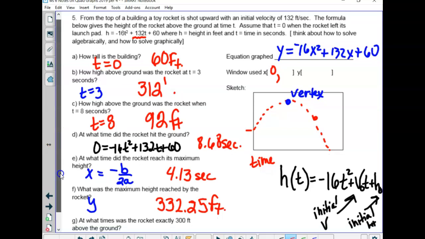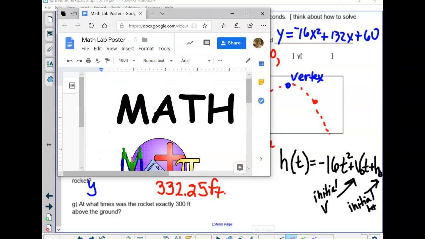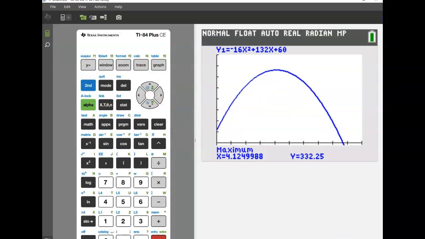All right. At what time does the rocket exactly 300 feet above the ground? This is one you may not have done a lot of last year. How do you figure out where it hits exactly 300? I hope everybody's paying attention. Okay, so how are we going to do that? Okay, so algebraically you could set it equal to 300. Good. But what are we going to do if we want to cheat and use the calculator?